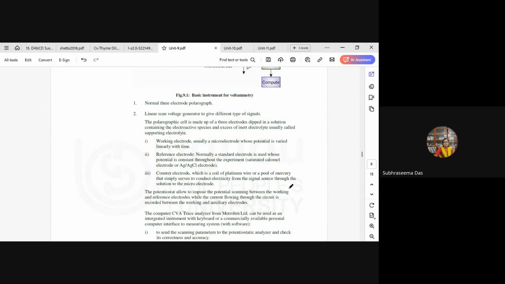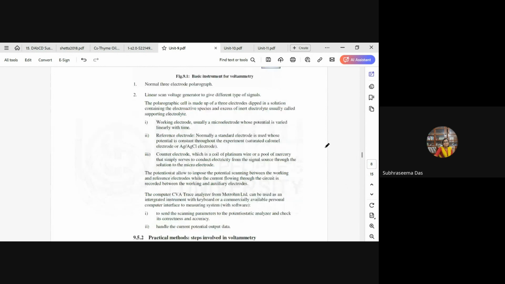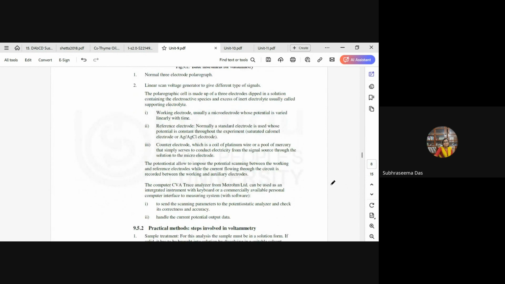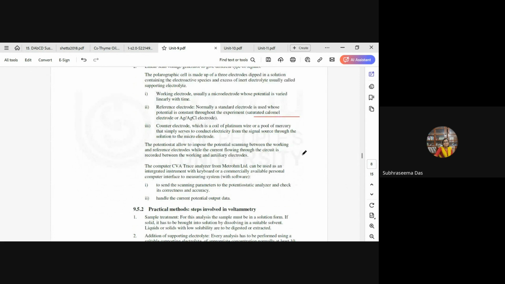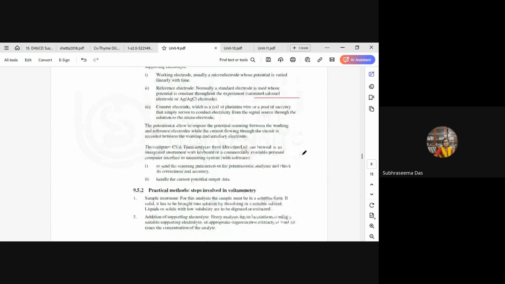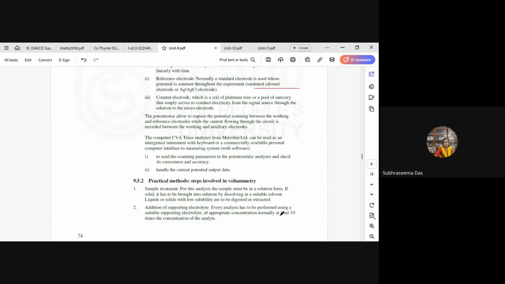Here we have a working electrode, that is a micro electrode, mostly the DME, whose potential is varied linearly with time. We have a reference electrode, whose potential is constant, that is mostly SCE or the silver chloride electrode. And the third electrode is the counter electrode, which is mostly a platinum coil electrode. The potentiostat allows us to impose the potential scanning between the working and reference electrode, while the current flowing through the circuit is recorded between the working and auxiliary electrodes.